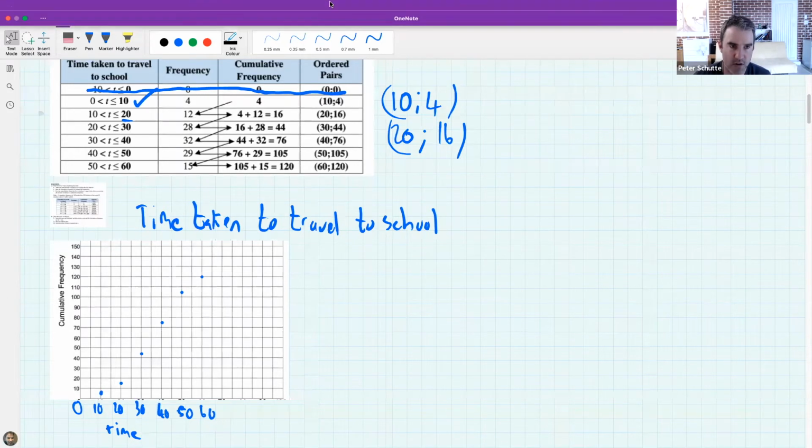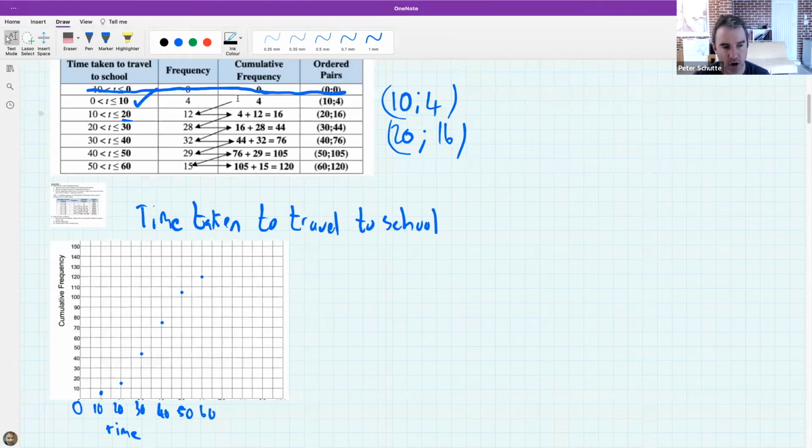Step one is making sure I add a column for cumulative frequency and I have my ordered pairs. Once I've plotted my points to draw my ogive, I make an extra point at the beginning of my first interval, so that I get back to 0. In this data set, there are only 120 children involved, because the highest total I can get to is 120. It would be the same if I added up the frequency column. So the first thing to recognize is there are 120 children who've been surveyed. That's why I can never get above the line 120.